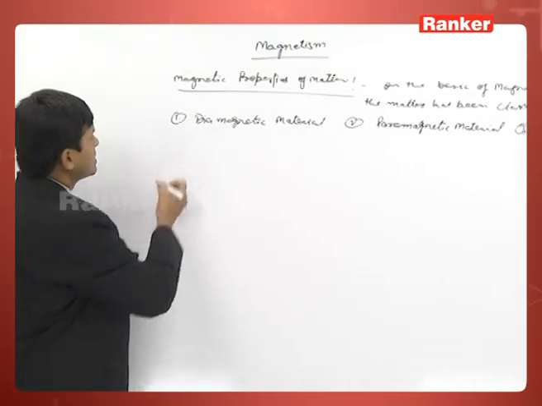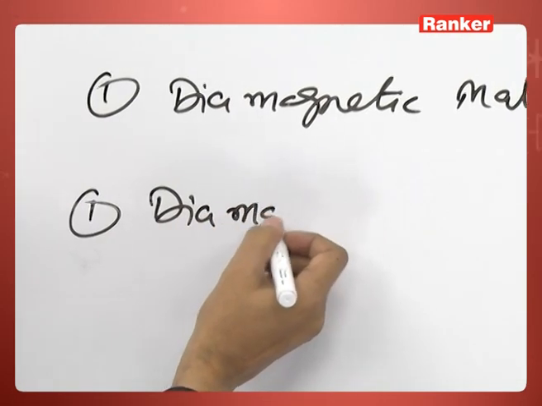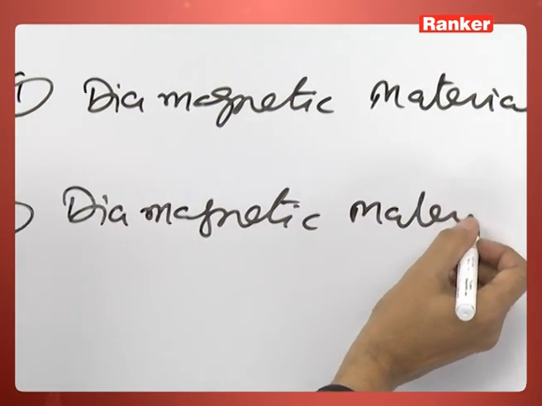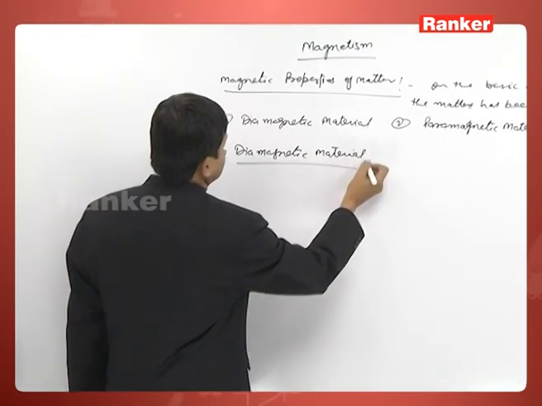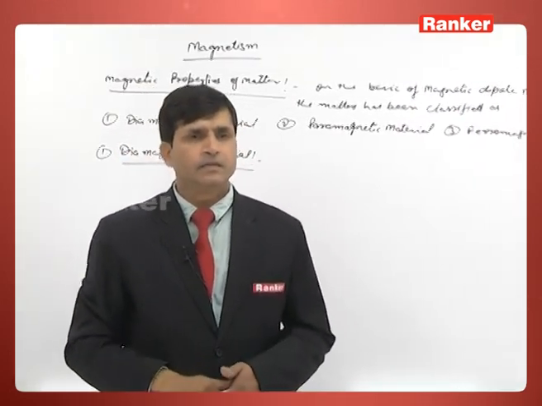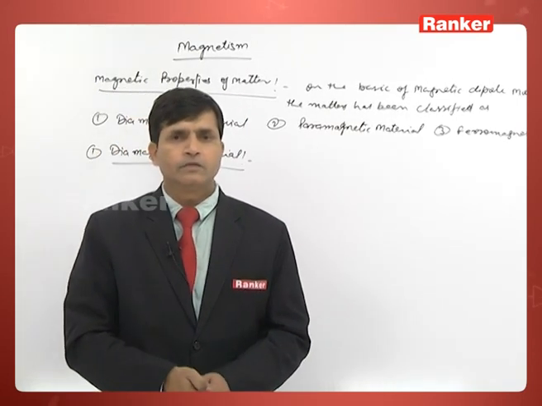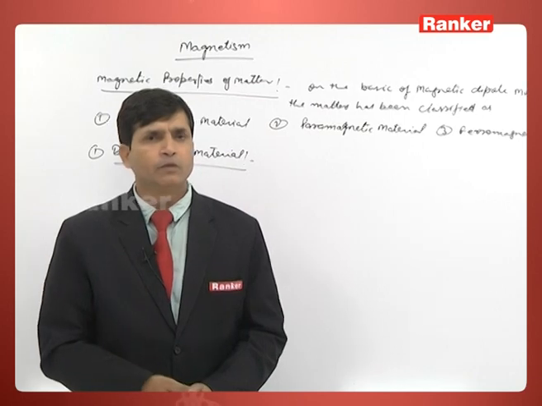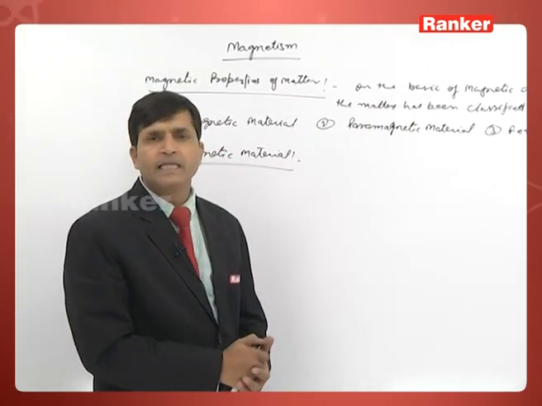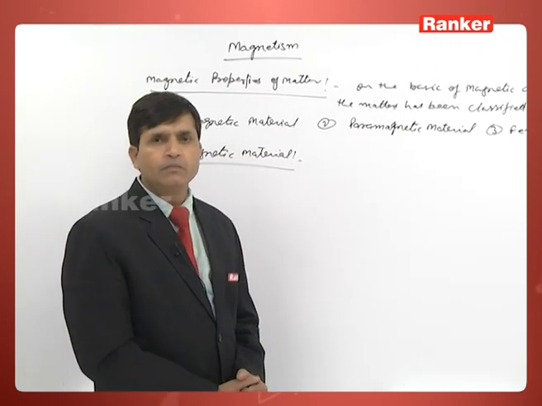So first is the diamagnetic material. See, diamagnetic materials are made from those types of atoms which do not have any magnetic dipole moment. So diamagnetic materials are made from atoms having no net magnetic moment.